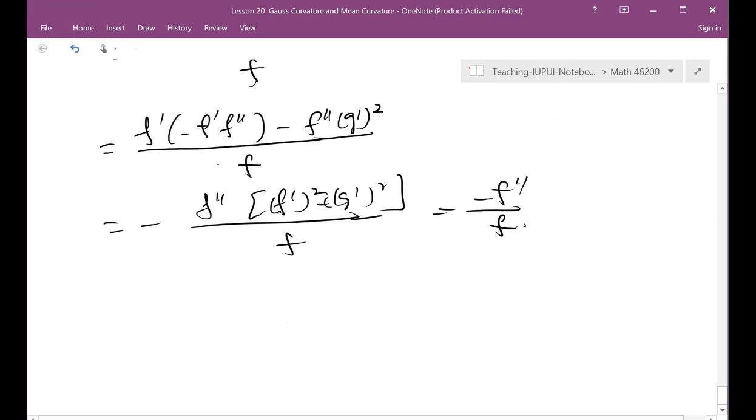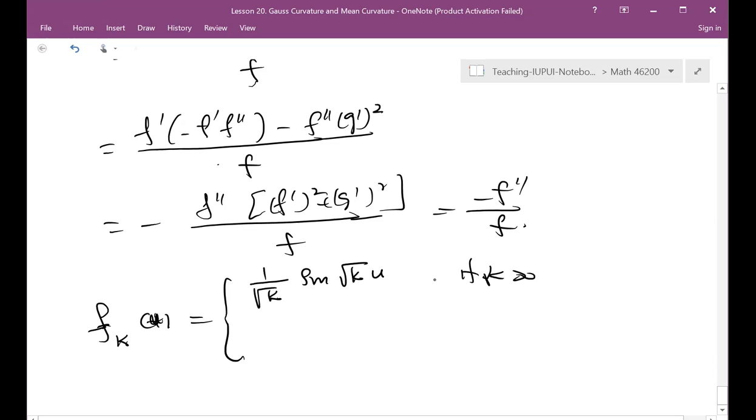So we know the following properties. I'm going to define f_k(u) by the following formula. One is if k is positive, and this is just u if k is 0.